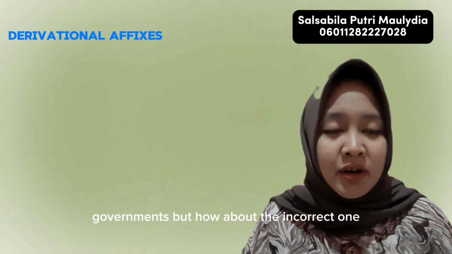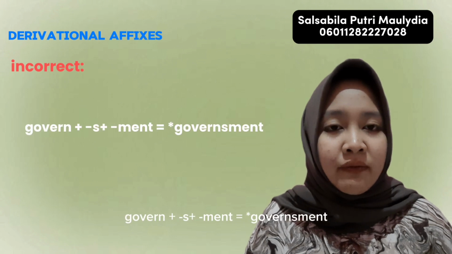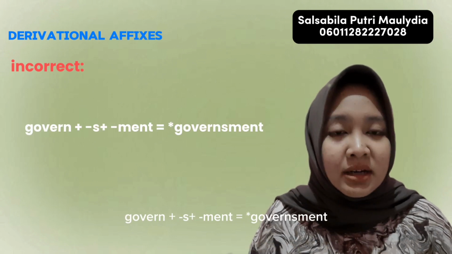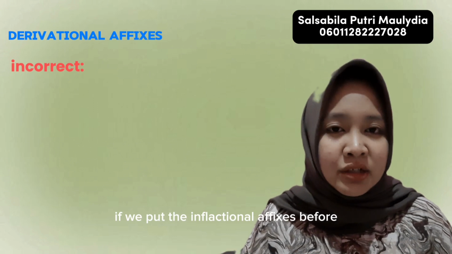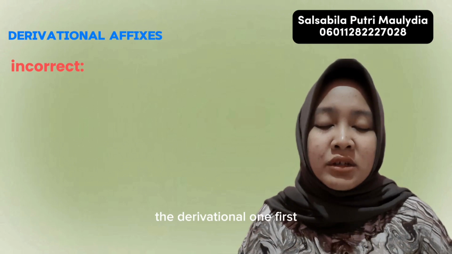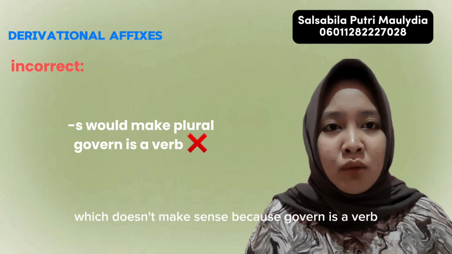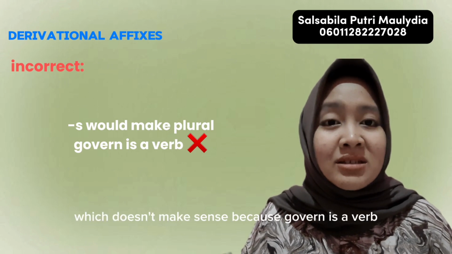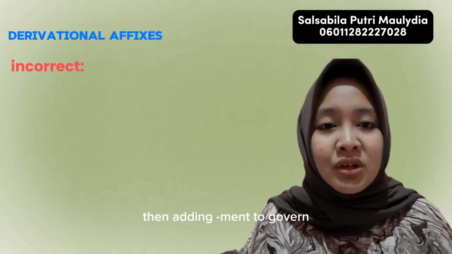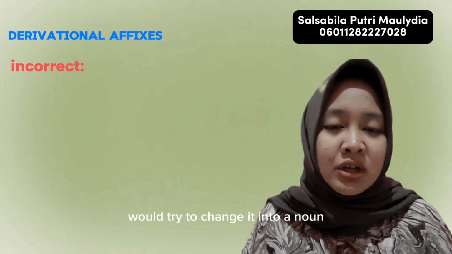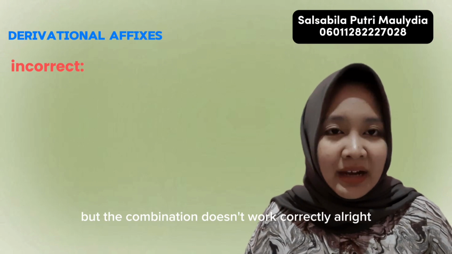But how about the incorrect one? So, for the incorrect one, govern plus s plus man into governsman. If we put the inflectional affix before the derivational one, first, s would make govern plural, which doesn't make sense because govern is a verb. Then, adding man to governs would try to change it into a noun, but the combination doesn't work correctly.